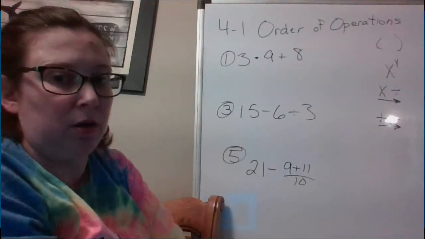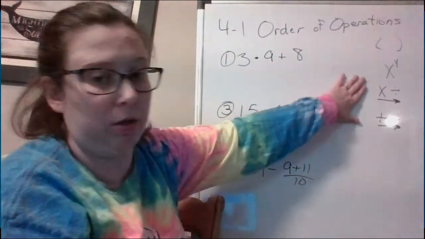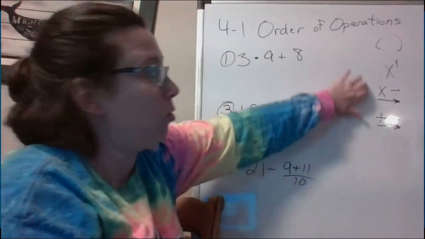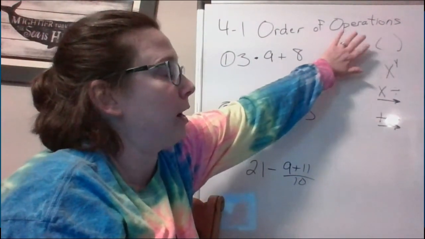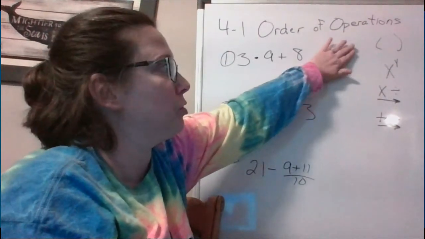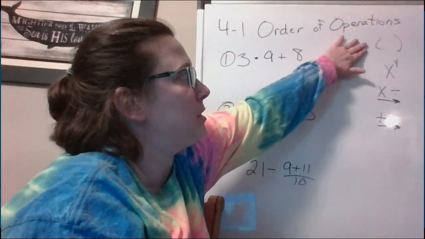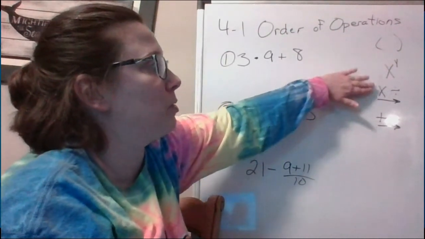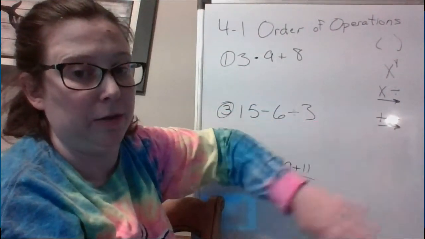We have our first 3 examples up here. Notice I put over on the side here are 4 steps for order of operations. I would like you to have that on your paper somewhere easy for you to reference while you're doing the problems. First step would be parentheses or grouping symbols, then exponents, then multiply and divide left to right, and then add and subtract left to right.